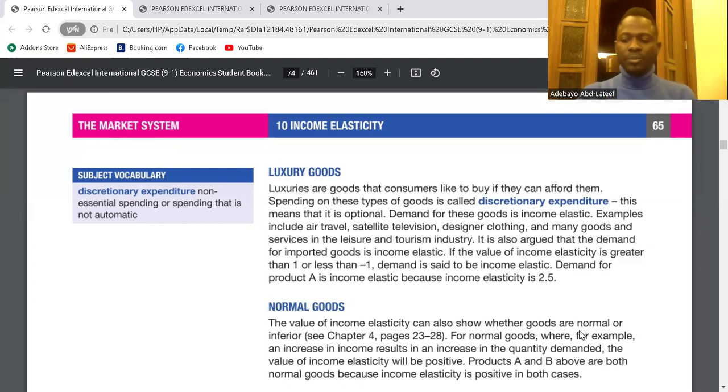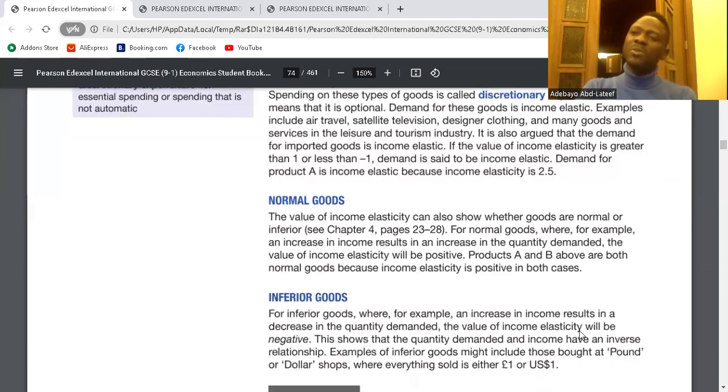Then we go to normal goods. Why do we call them normal goods? We call them normal goods because we only think about these goods whenever our level of income increases. That's why we call them normal goods. You don't have normal goods here? Do you get it or not? Yeah, I get it. Okay. So that's normal goods that we think about as soon as our level of income increases.